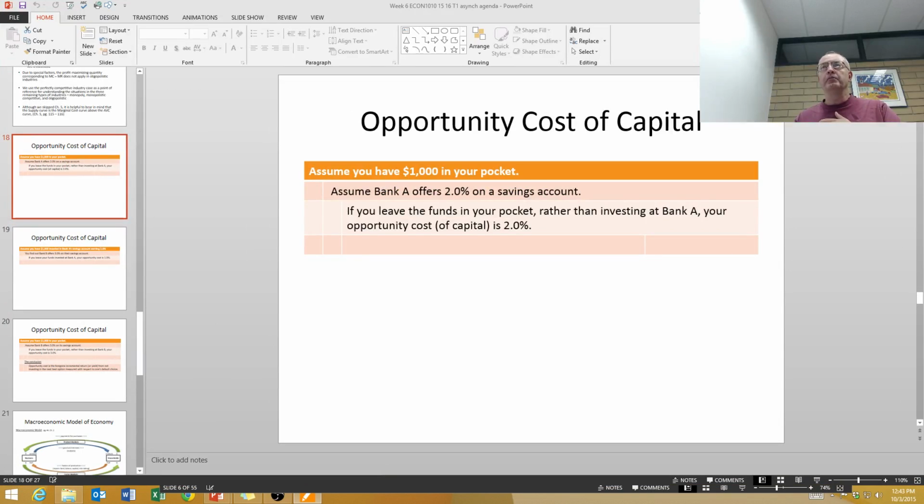Okay, so first example. So let's say you have $1,000 in your pocket, and you're walking down the street and you see a sign at your local bank that says, hey, Bank A is offering 2% interest on a savings account. So if you decide to leave your funds in your pocket, rather than investing in this savings account at Bank A here, your opportunity cost of capital is 2%. You're foregoing that 2% in favor of leaving money in your pocket. Therefore, economists say that you suffer an opportunity cost.